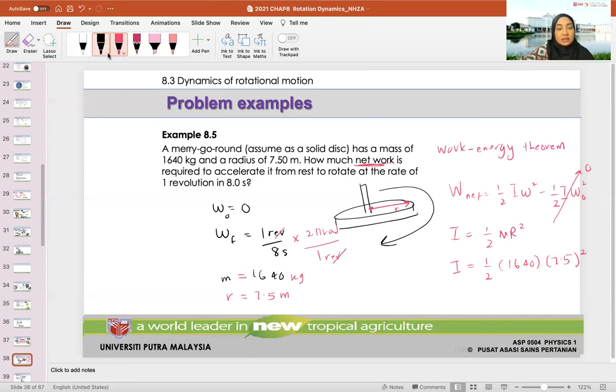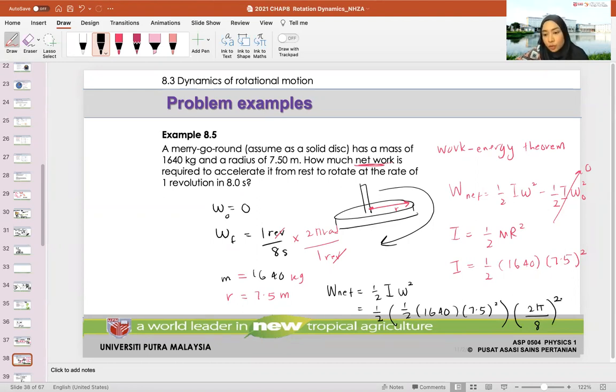So if I were to write this nicely, I'm going to try my best. So it becomes W net, 1 over 2 I omega squared, which is equal to 1 over 2, 1 over 2, 1640, 7.5 squared. There are two 1 over 2 here. Sometimes people make a mistake and leave only one 1 over 2. So don't make that mistake. Put it in brackets if it confuses you. And then your omega is simply 2 pi over 8. And this also needs to be squared.